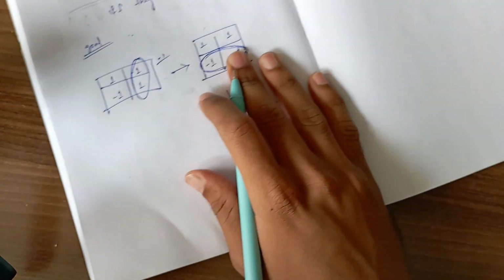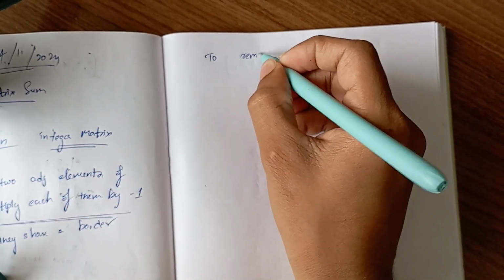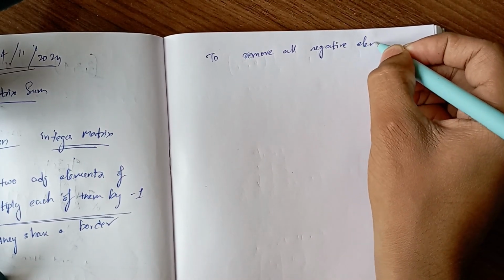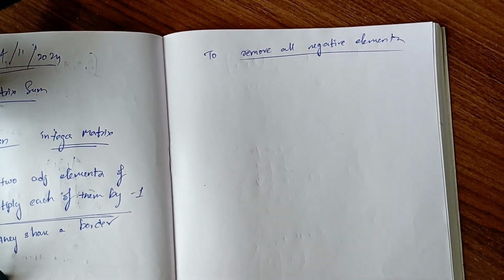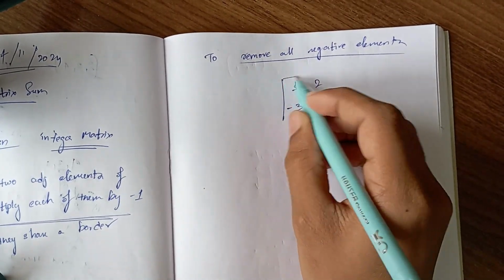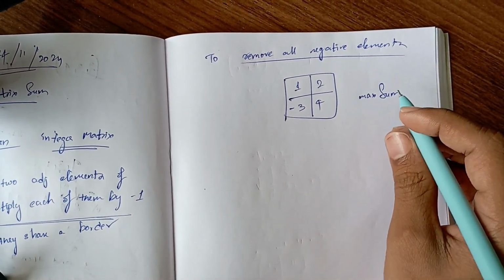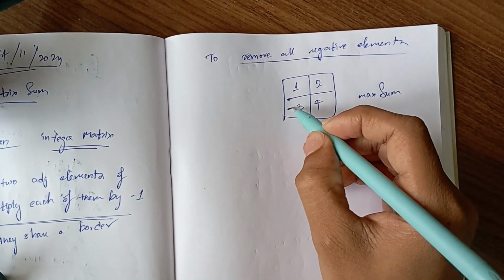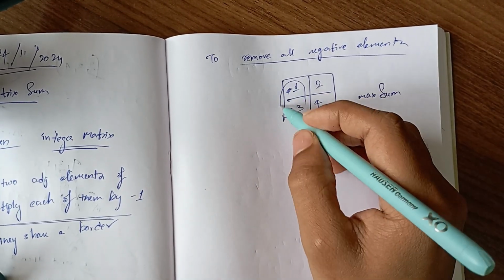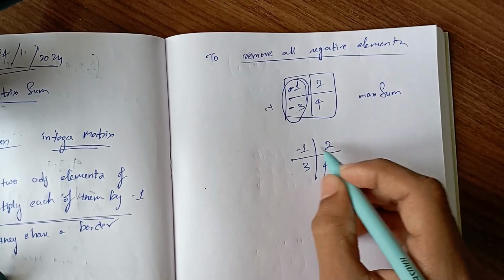So here our goal is to remove all negative elements. Imagine we only have 1, 2, 3, 4, and here we have -3. How can we get a maximum sum? We can easily say that if instead of -3 we had -1 here, we would get the maximum sum. So if you multiply this with -1, you will be getting -1, 2, 3. This is the transformed matrix.